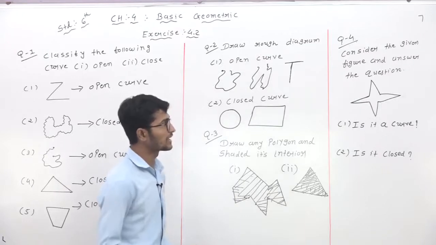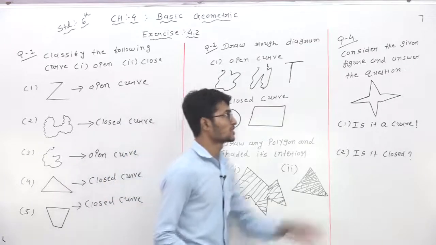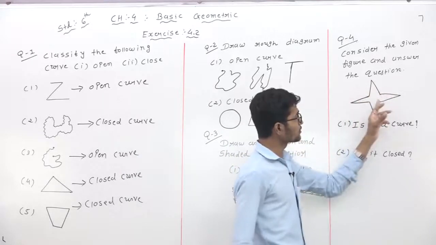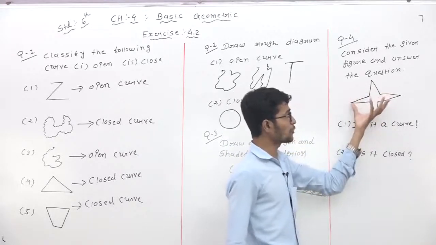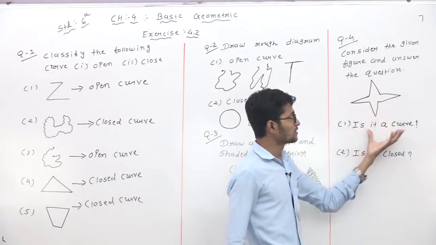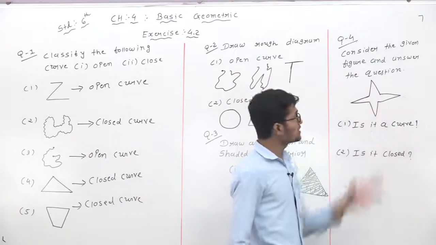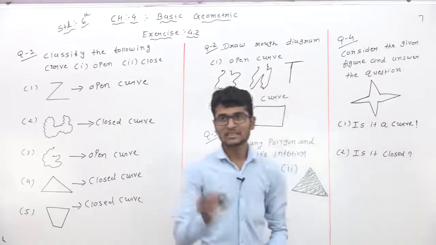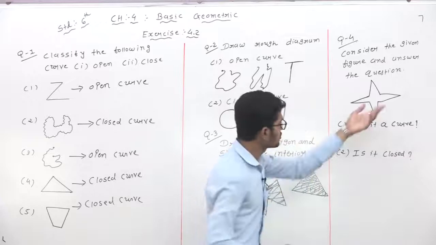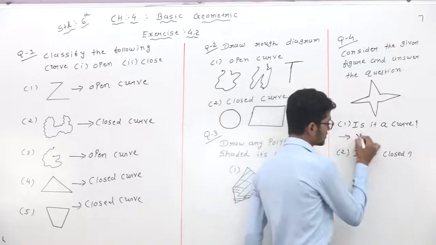Consider the given figure and answer the questions. Here is the given figure. It uses only line segments, it means this one is a polygon, one type of. And this figure, is it a curve? Yes. When you take a pencil and draw a rough sketch, it is called one type of curve. So this one is a curve. Yes.